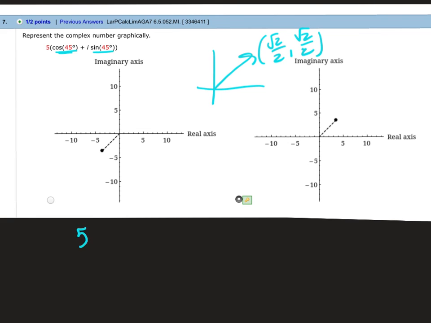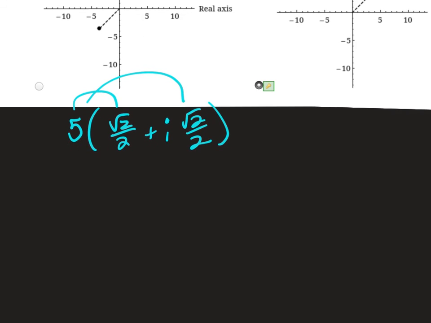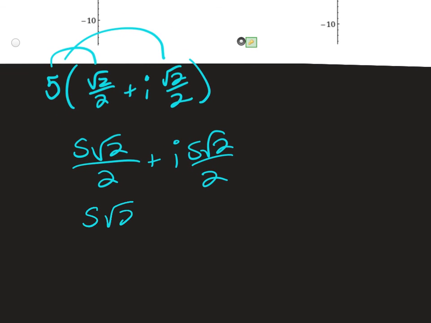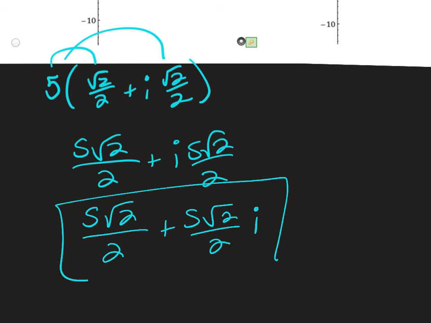So I'd get 5 times, the cosine there is root 2 over 2, plus i times the sine, also root 2 over 2. And then just distribute the 5 in, and I get 5 root 2 over 2 plus i times 5 root 2 over 2. And then we just put it in standard form order. So 5 root 2 over 2 plus 5 root 2 over 2 i. That would be in standard form.